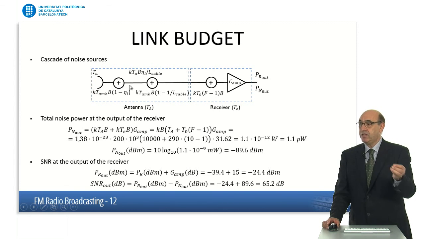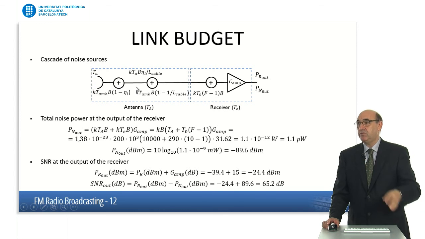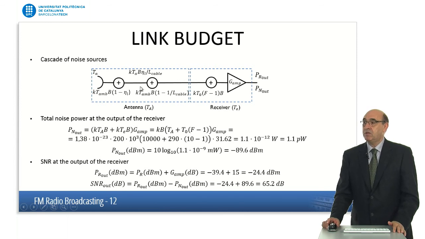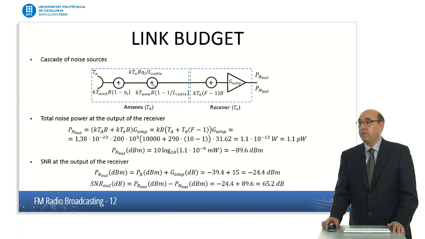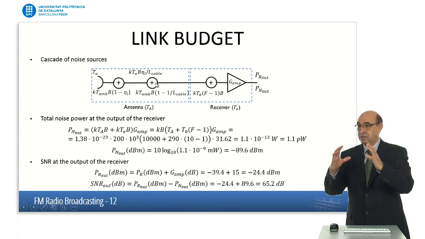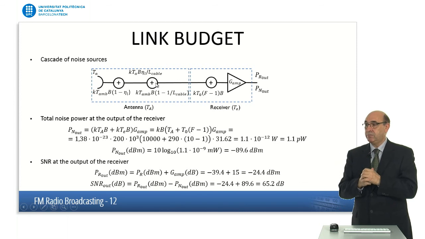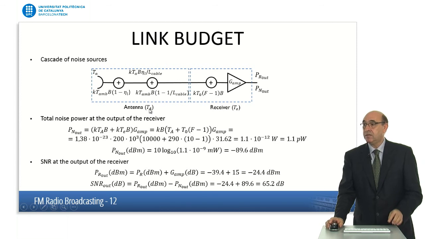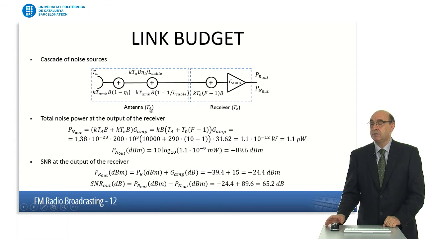You may have losses in the antenna, so you have to add some noise associated with this. Maybe you have connectors, small cables, a circuit board. Depending on this, you may also have some losses in there. So those things will keep adding noise. In this case, we have compacted all those terms in just a single antenna temperature of 10,000 kelvins.